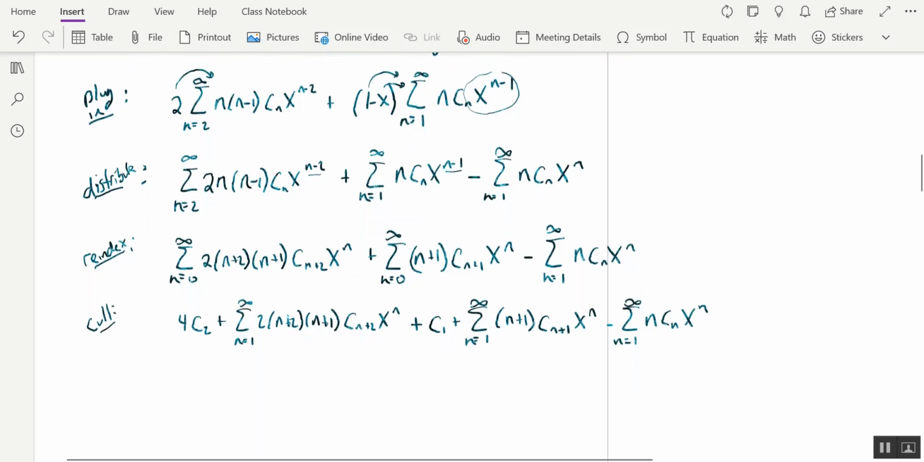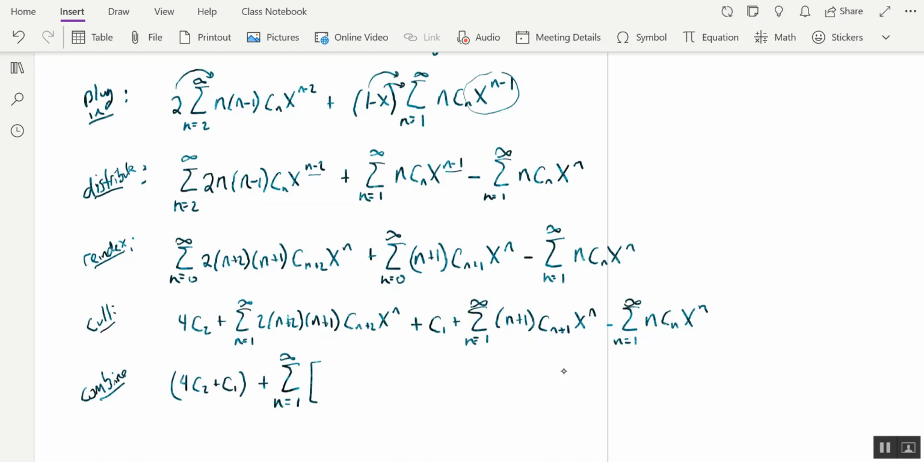Okay, and my final step is to combine. So I'm going to put my constant terms out front. That's 4c2 plus c1. And then I'll have a single power series, which starts at 1. Big bracket. And I write down all my coefficients: (2n plus 2)(n plus 1) c_{n+2} plus (n plus 1) c_{n+1} minus n c_n. Close bracket, x to the n.